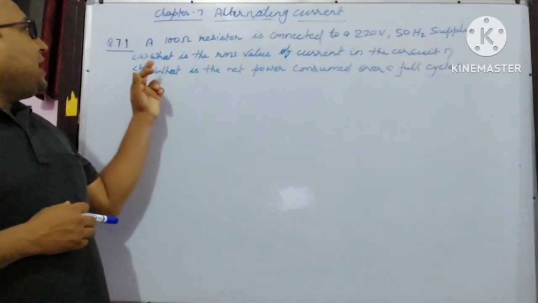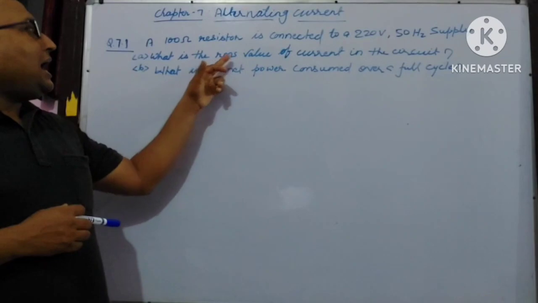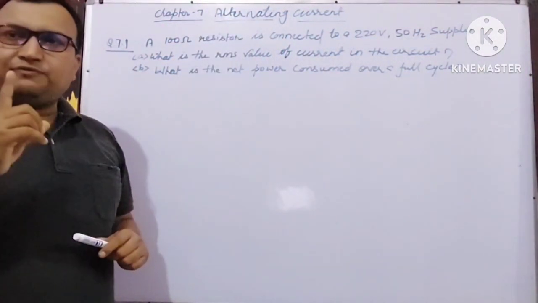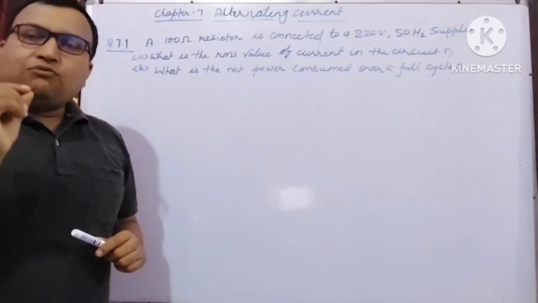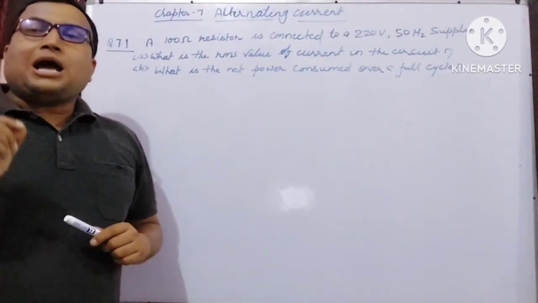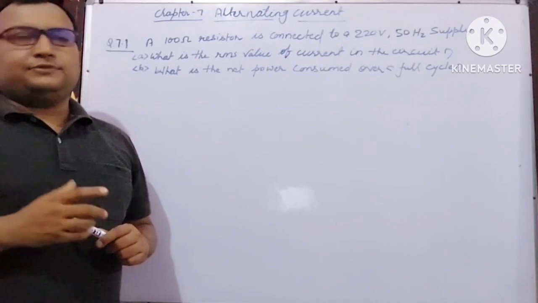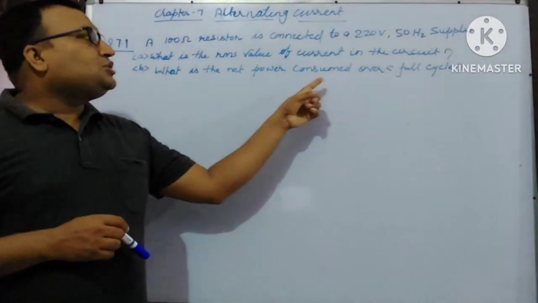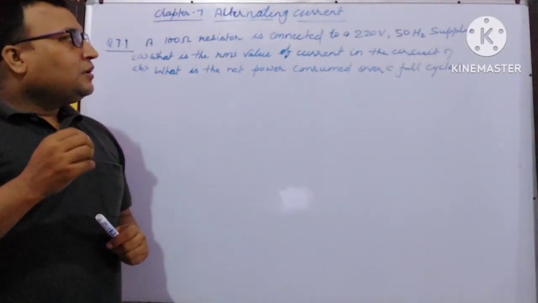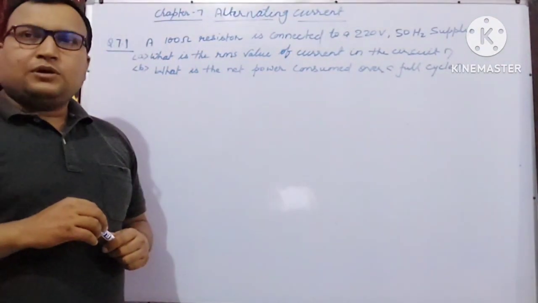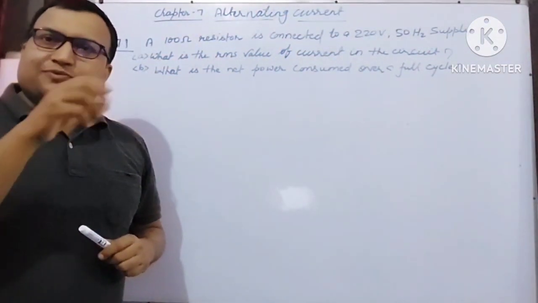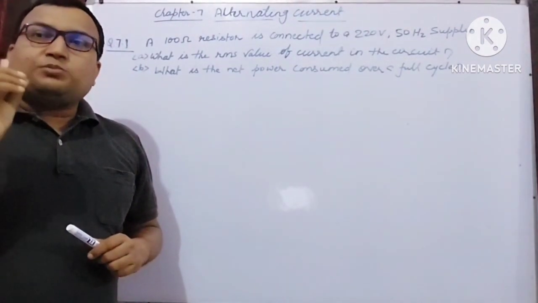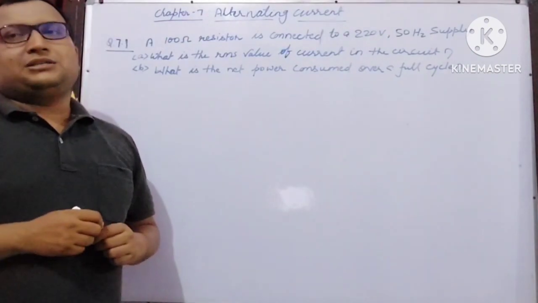What are they asking? First, what is the RMS value of the current in the circuit, that is, the virtual value of the current. Second, what is the net power consumed over the full cycle, meaning the power consumed by the resistor when current passes through it.